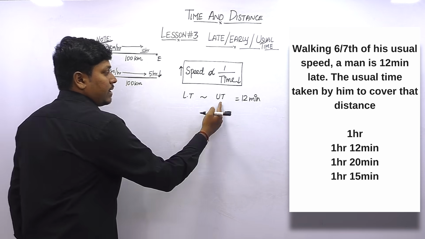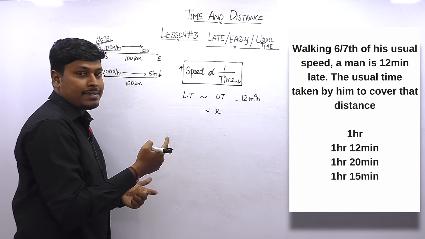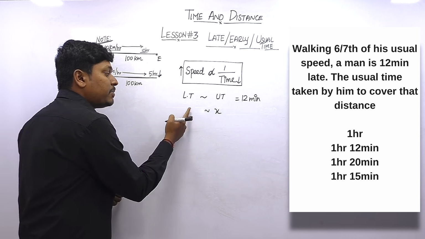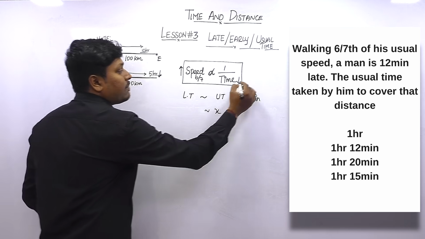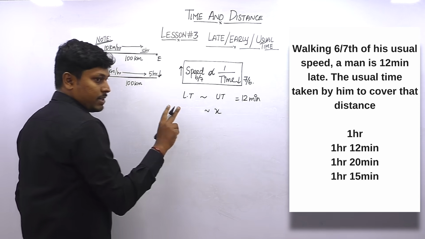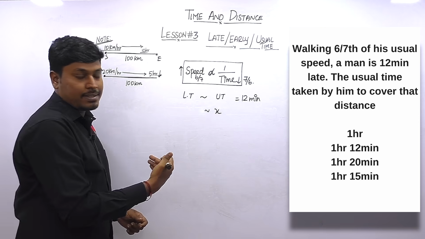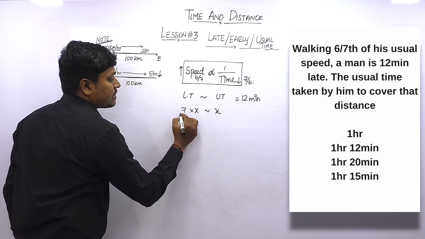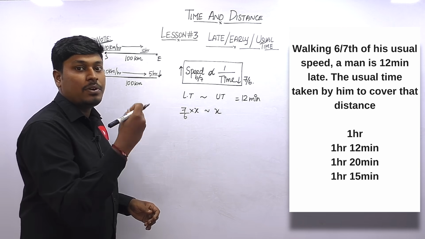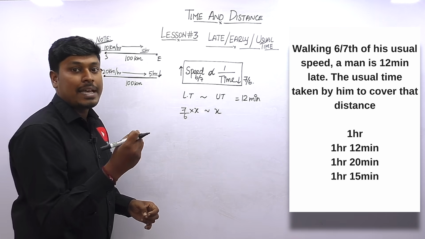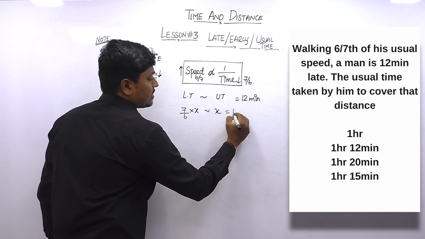Now let me do one thing. Let the usual time be x. They have given 6/7 of the usual speed, but our target is to put the value in terms of time. If the speed is 6/7 of the usual speed, then the time will be inversely proportional, which is 7/6. Speed is inversely proportional to time, so if the speed is 6/7, the time will be 7/6 of the usual time, that is x into 7/6. So 7/6 of the usual time minus the usual time x is equal to 12 minutes.